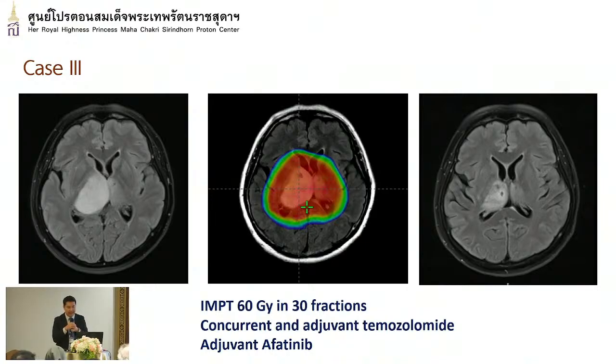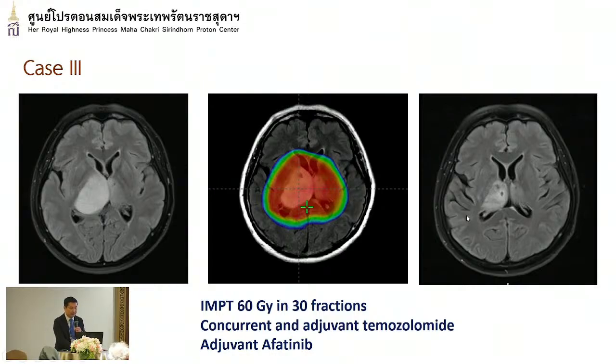And these are also other cases that I can share. This is a kind of brain tumor. This is an area where the surgeon cannot do the operation, so we use proton therapy in combination with a drug, the chemotherapy called temozolomide, and this kind of patient gets further treatment with the targeted therapy called alpha-tinib.